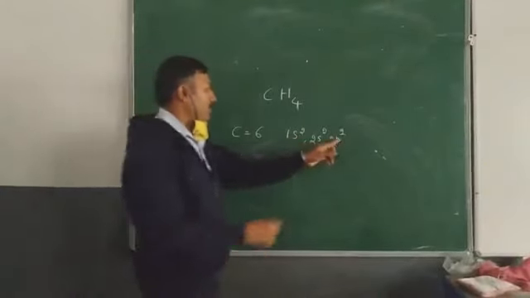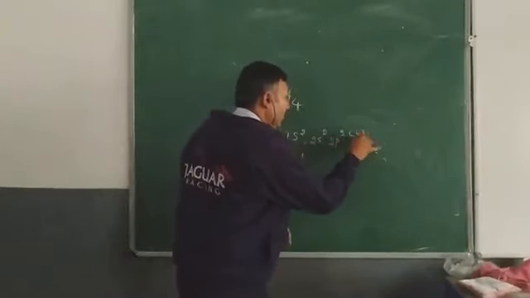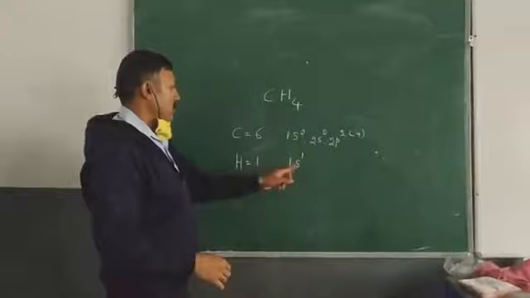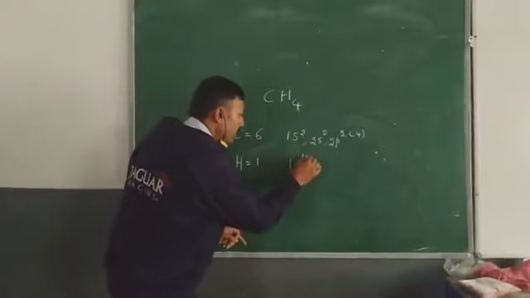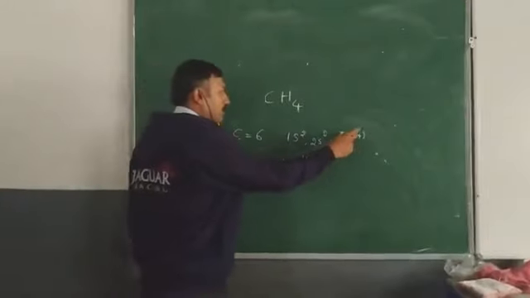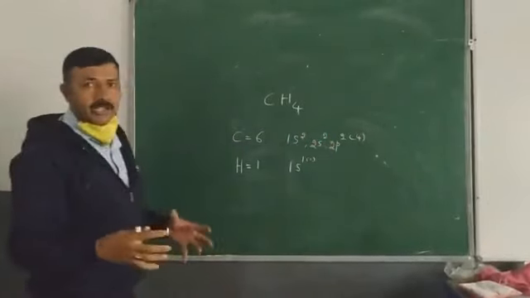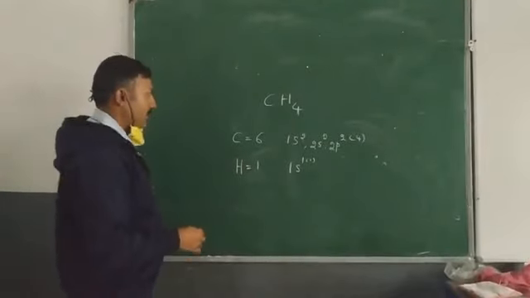So here p can occupy a maximum of 6, so carbon requires 4 electrons. Hydrogen's s can occupy 2, so it requires 1 electron. This deficiency of electrons is made up by sharing of electrons. Let us see how it shares.